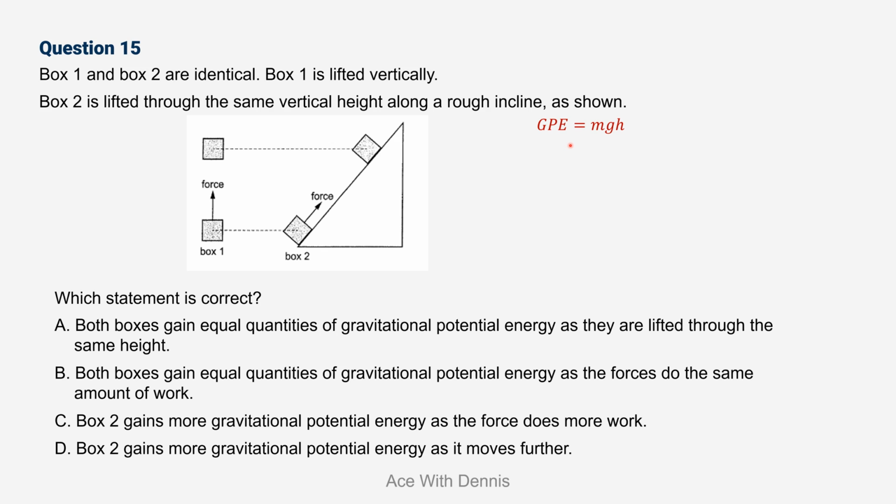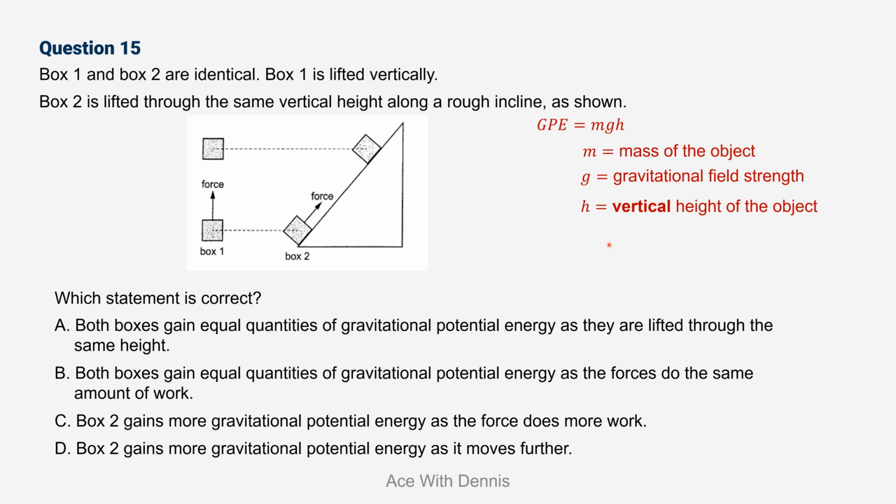So based on the formula of gravitational potential energy, mgh, the m is the mass of the object, g is the gravitational field strength, and the h is the vertical height of the object. Since both boxes are identical, we can assume that they have the same mass. And the g of course is a constant, on Earth it's 10. And this will be the vertical height for both boxes. In other words, both of the boxes will gain equal quantities of gravitational potential energy. So C and D are out because they say that box 2 gains more gravitational potential energy.